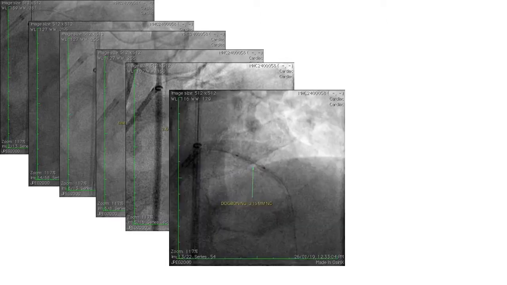So the distal reference, as I showed, was 2.75 and the proximal reference was 3.5 to 4. I decided to use a two-stent strategy with a distal stent of 2.75 by 32 mm, 2.5 by 32 mm, and the proximal stent of around, I think, 3.5 by 24.